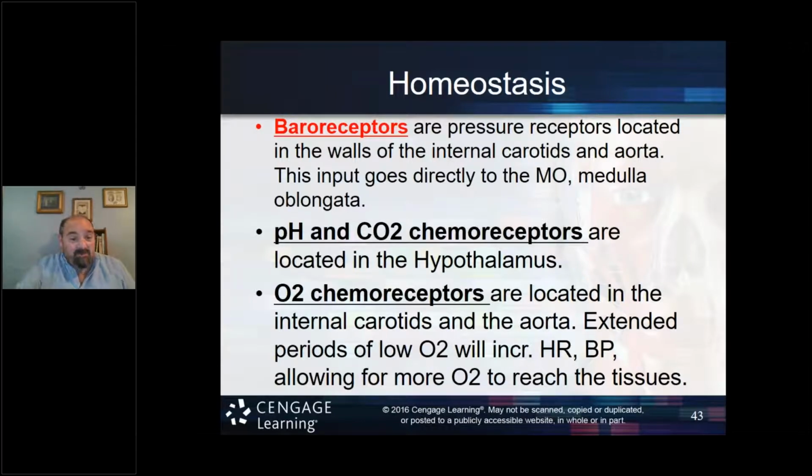And know this also, if you have an increase in CO2 levels in the blood, you also have a decrease in pH or in acidity. Okay, so below 7, acid, right? So acidic environment. So pH and CO2 chemoreceptors present in the hypothalamus. So really a core, key, important area of the brain to allow for the basic functions of the body.